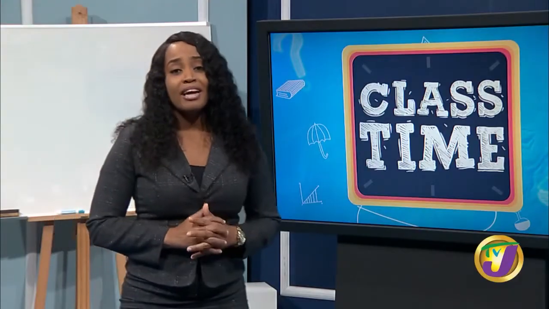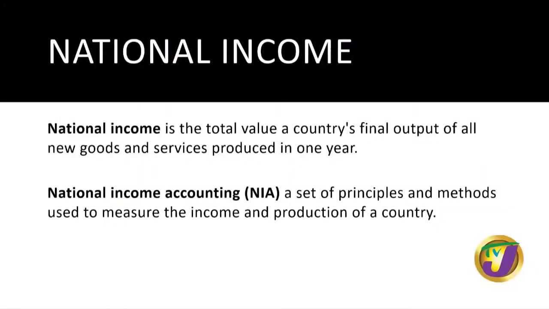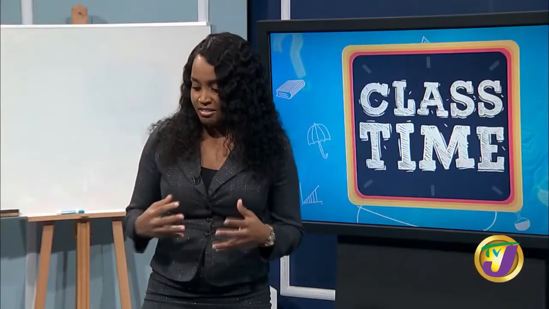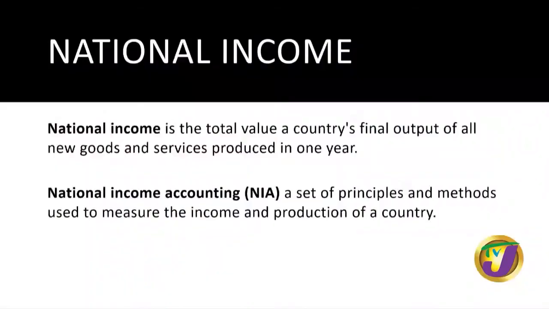Now, we want to look at this concept of national income. Sometimes we hear it on the news, on the radio, TV, wherever, and we read about it. What I find interesting about macroeconomics is that it helps you to understand what's going on in your country and in your world, and especially in a time like this, it's good to be familiar with these terms. National income looks at the total value of a country's output, and it is usually assessed on a yearly basis. National income accounting looks at the principles and methods used to measure the income and production of a country.